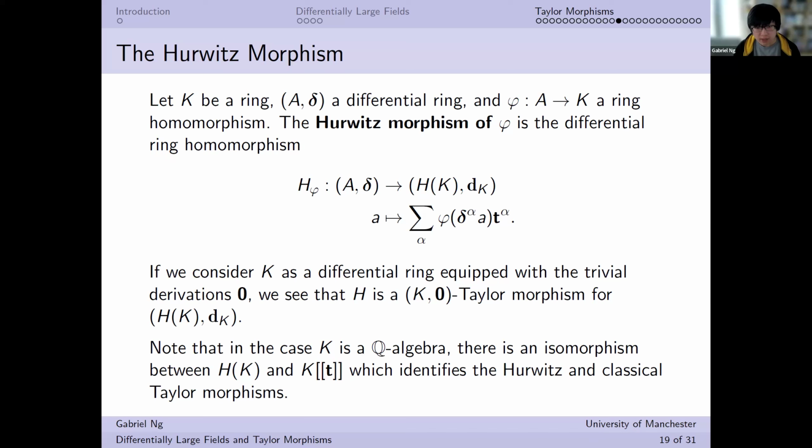If we consider K as a differential ring, which we equip with the trivial derivation, then this H is a K-Taylor morphism for this ring of Hurwitz series, H of K. And something that's kind of interesting is that in the case where K is a Q-algebra, this ring of Hurwitz series is actually isomorphic to the ring of formal power series. And what you get from this Hurwitz morphism is precisely the same as what you get from the classical Taylor morphism before.